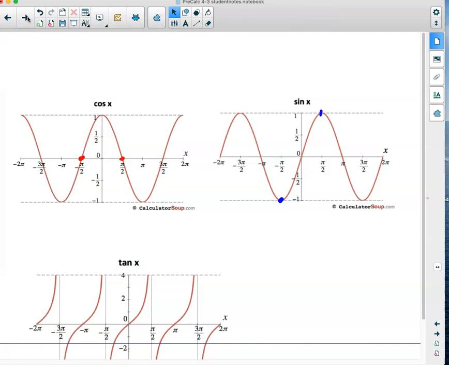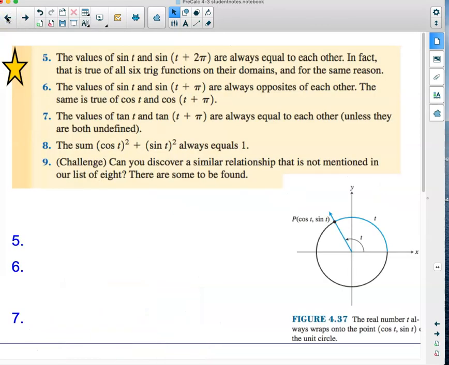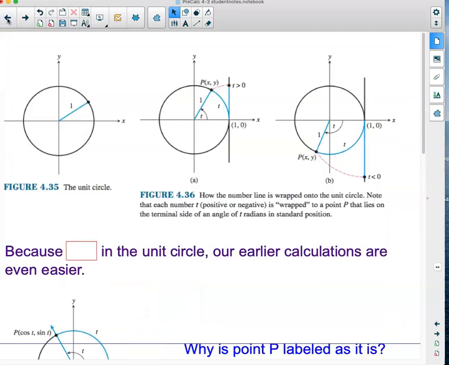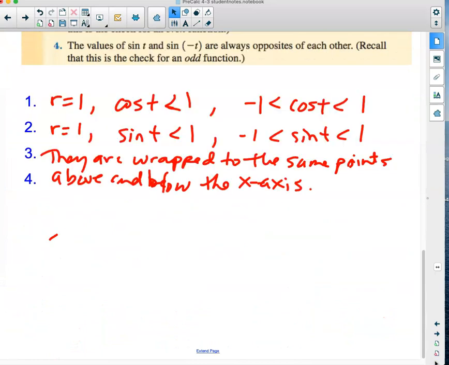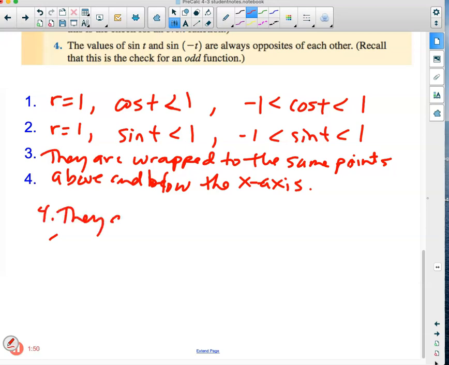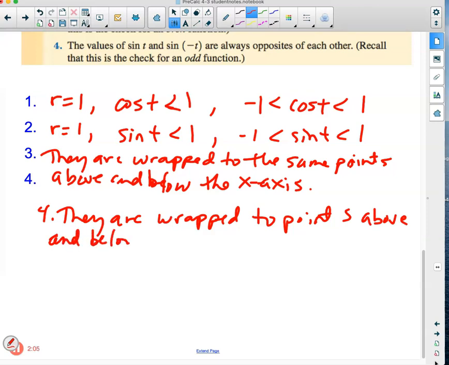So those are opposites. So again, for us, it really is more helpful right at this point to think of what we see with the even and odd, because our experience is limited with the unit circle. So we could say they are wrapped to points above and below the x-axis with y coordinates that are opposites.